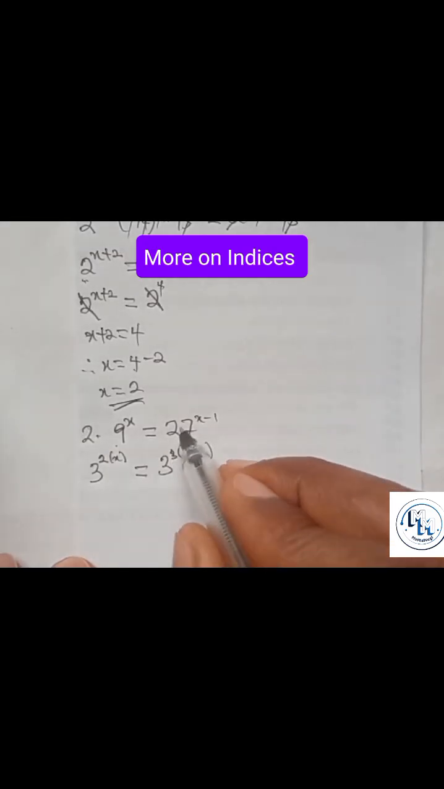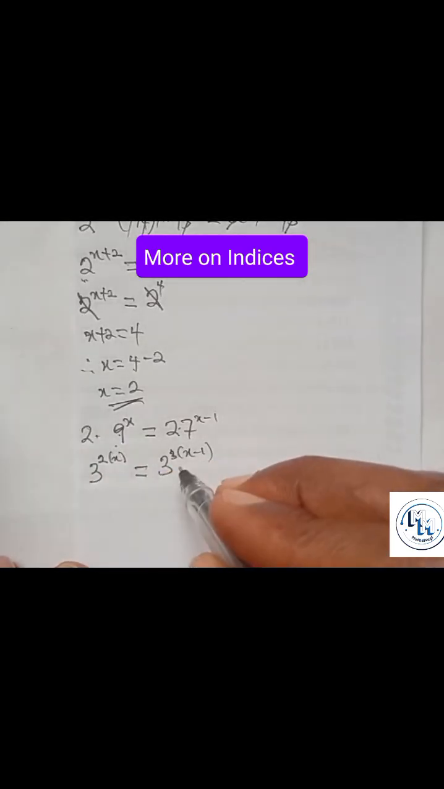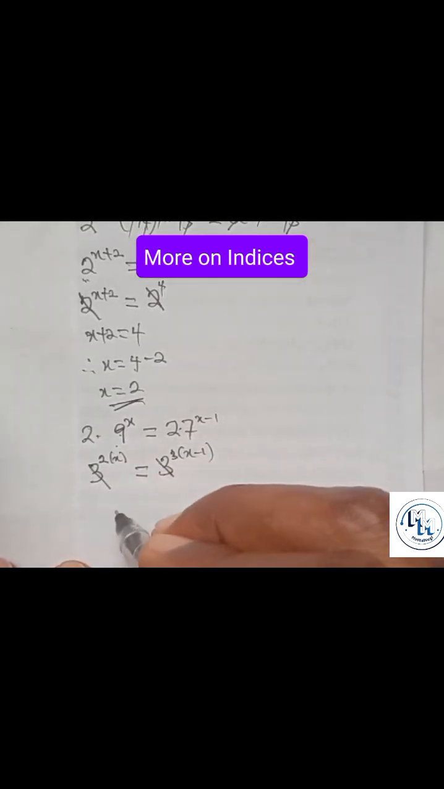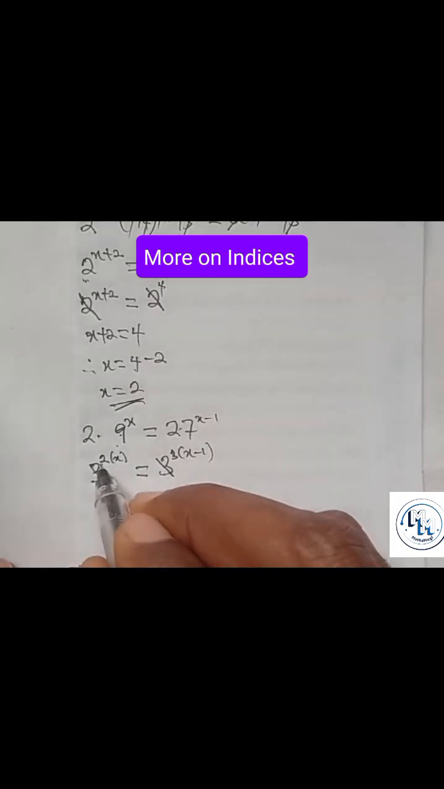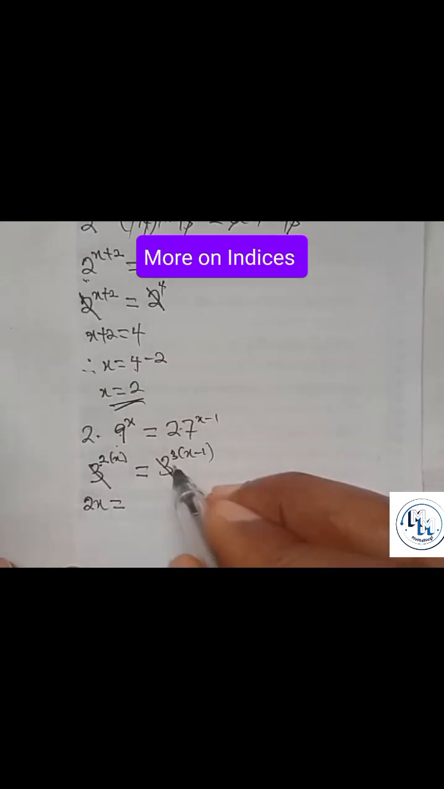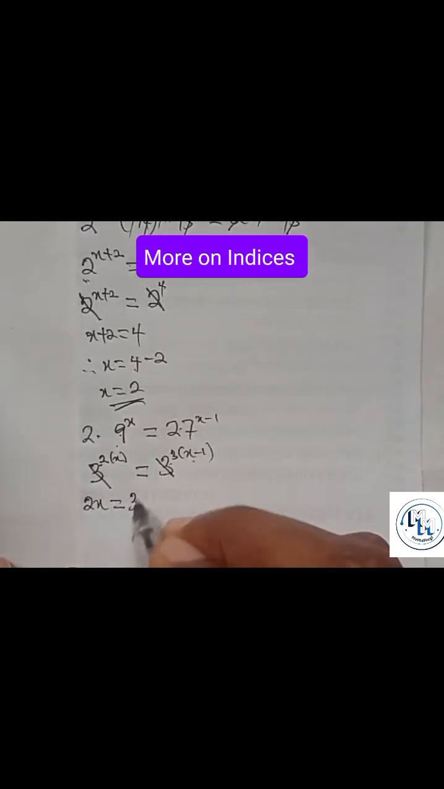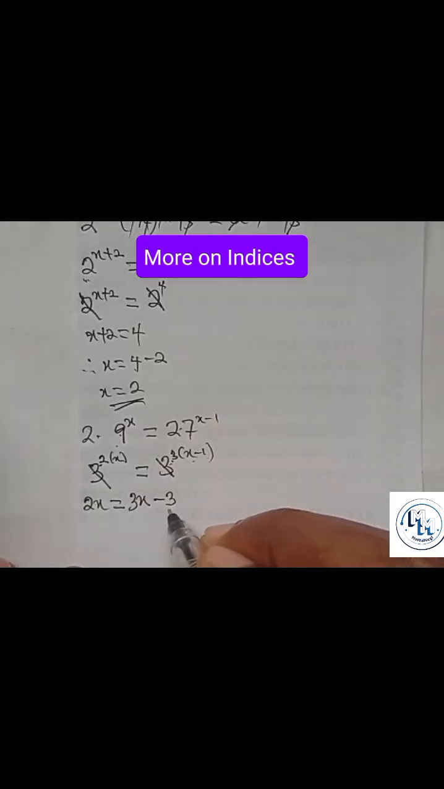This is 27. 3 to the power 2 is 9. Okay, as simple as that. Take away the bases. I'm left with the powers. Here is 2 times x, which is 2x. Then 3 times x is 3x. 3 times minus 1 is minus 3.